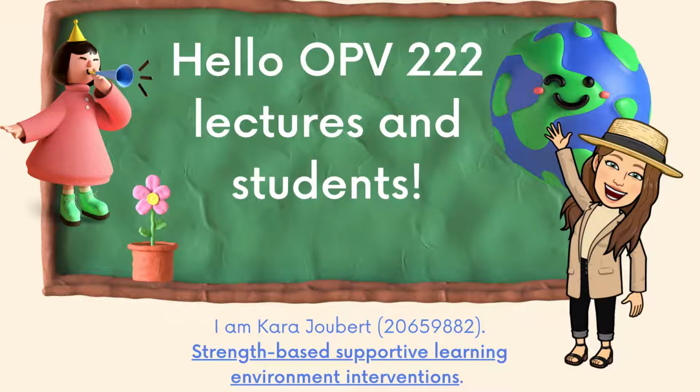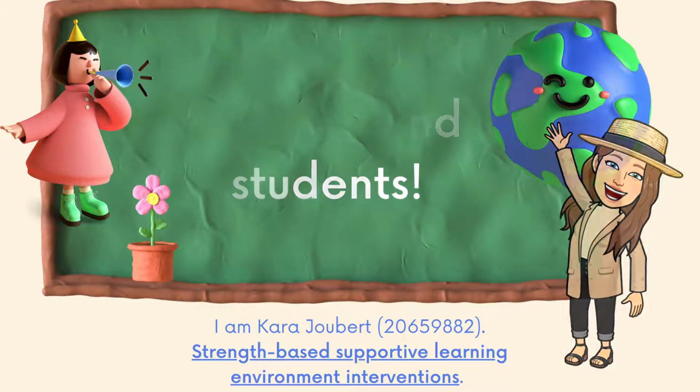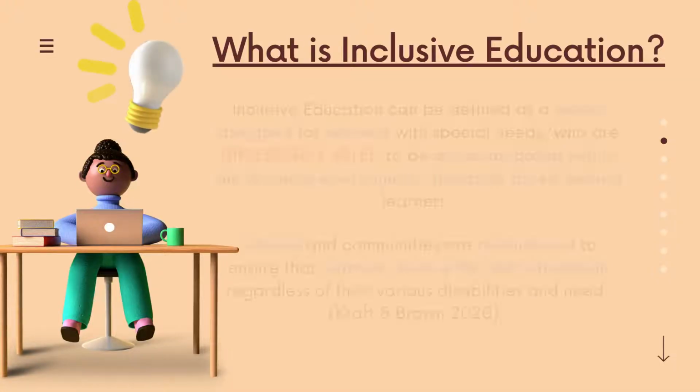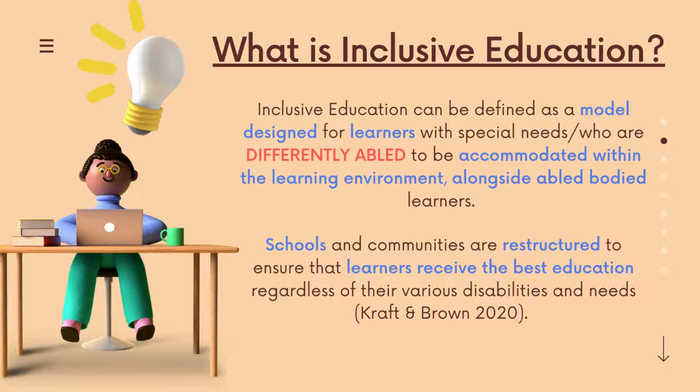Let's have a look at what strength-based intervention I chose. Theme 2. The implementation of principles of inclusive education will be the focus of today's presentation. Inclusive education can be defined as a model designed for learners with special needs, or rather, learners who are differently abled, to be accommodated within the learning environment alongside the able-bodied learners.